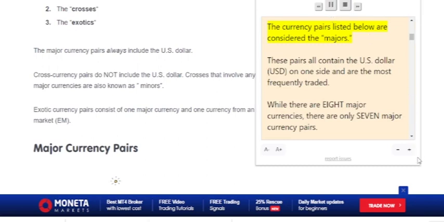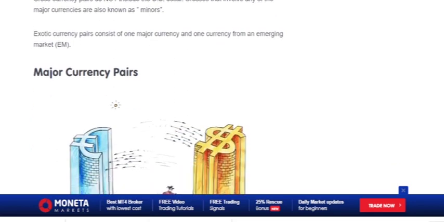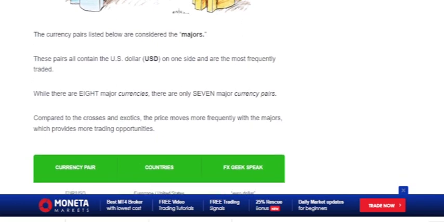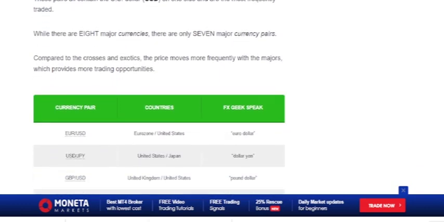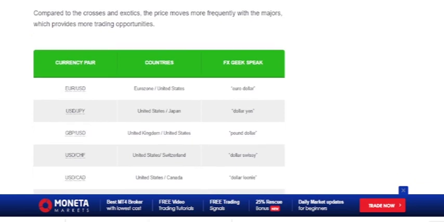The currency pairs listed below are considered the majors. These pairs all contain the US dollar, USD, on one side and are the most frequently traded. While there are 8 major currencies, there are only 7 major currency pairs. Compared to the crosses and exotics, the price moves more frequently with the majors, which provides more trading opportunities.